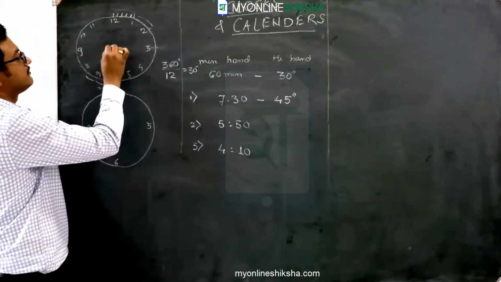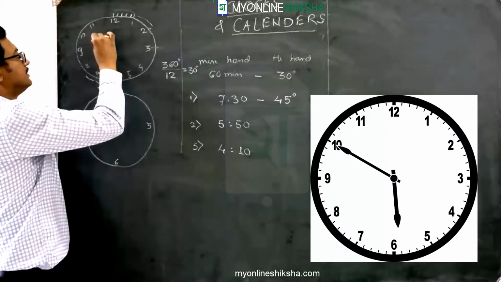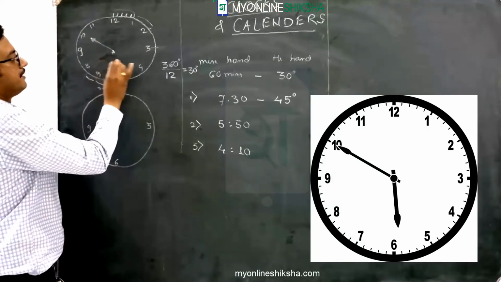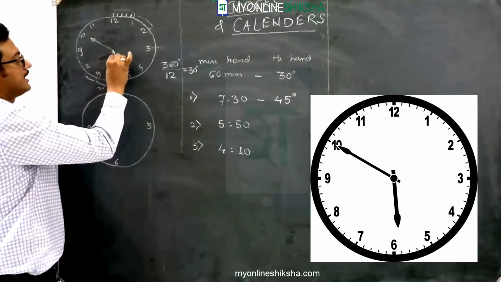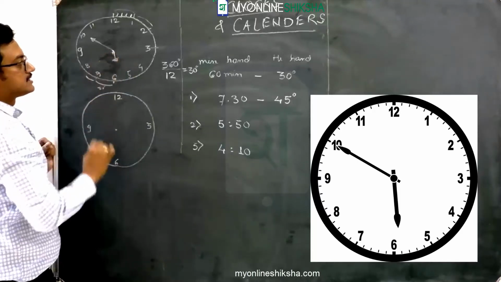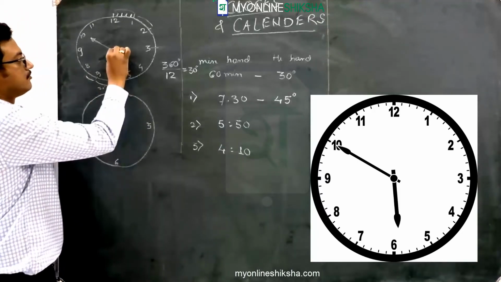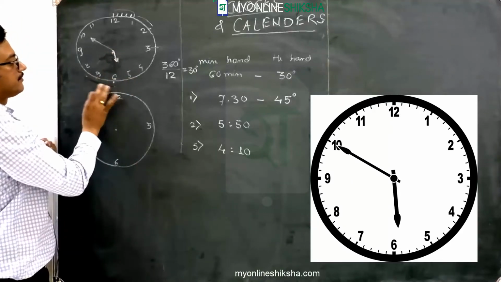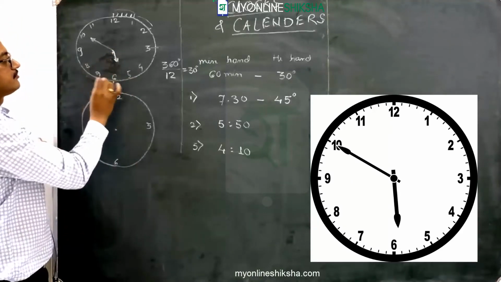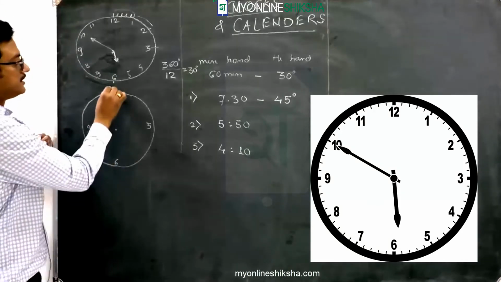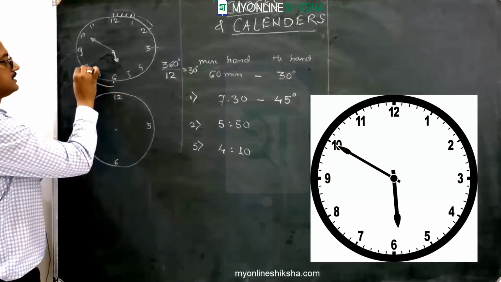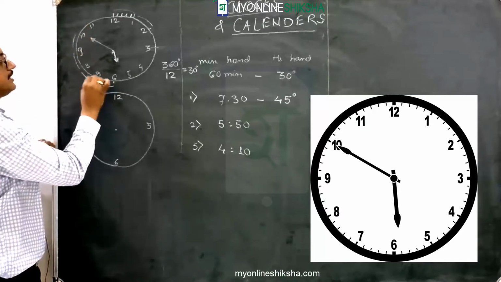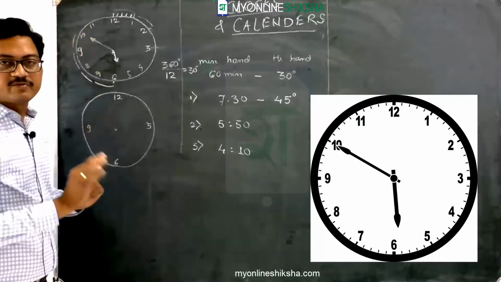Rough sketch of 5:50 will be in this pattern. Now what is the angle between the hands of the clock at 5:50? That is what you are asked. Again, what you need to do is find out the 30 degrees values first. This is 30 degrees, this is 30 degrees, this is 30 degrees, and this is 30 degrees. So 30, 30, 30, 30, that is 120 for sure.